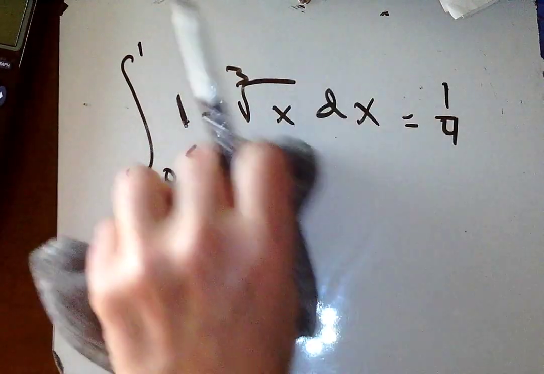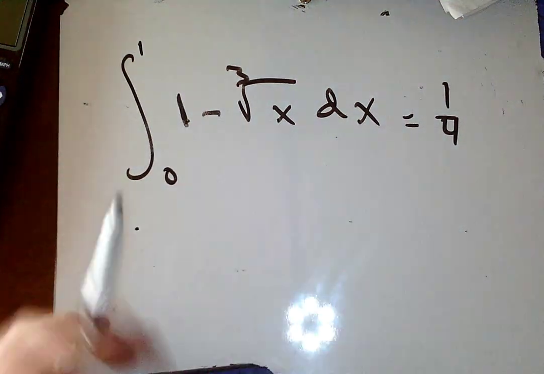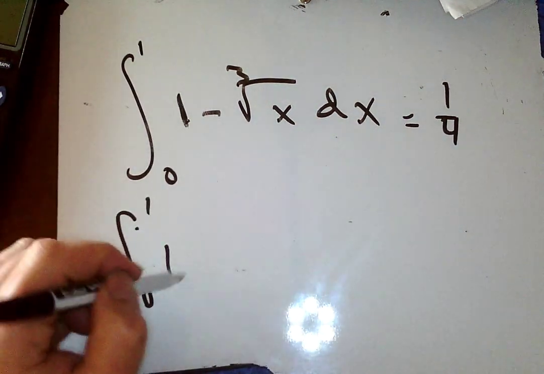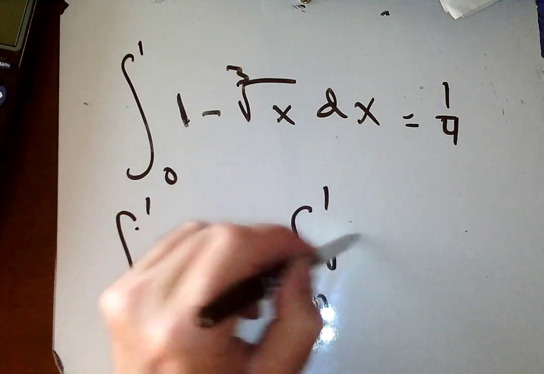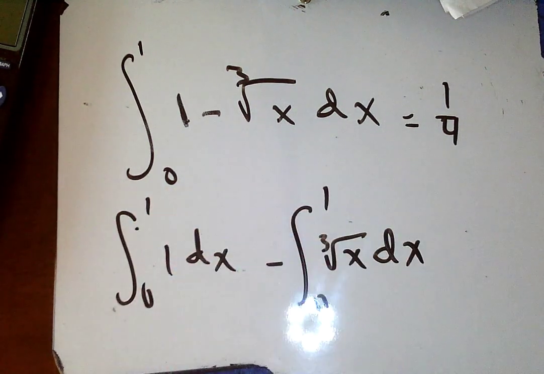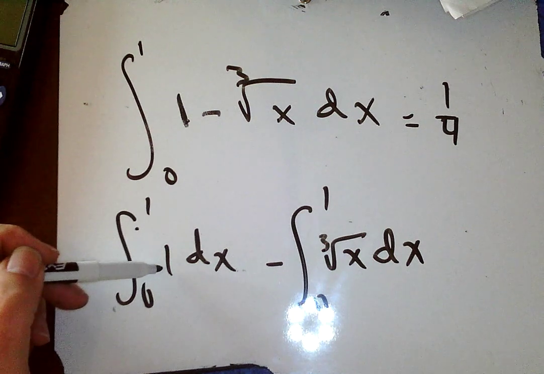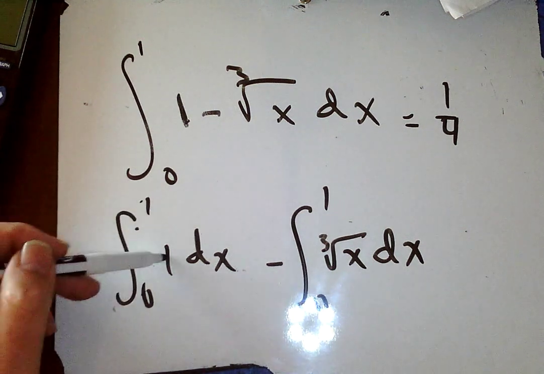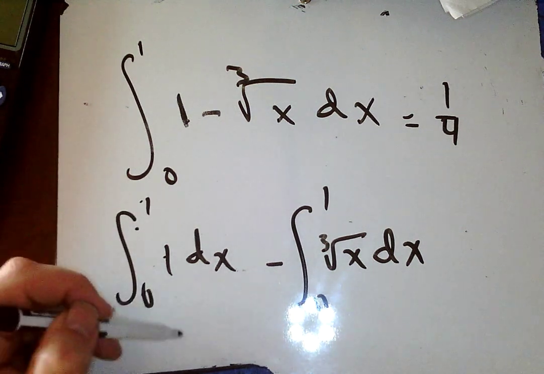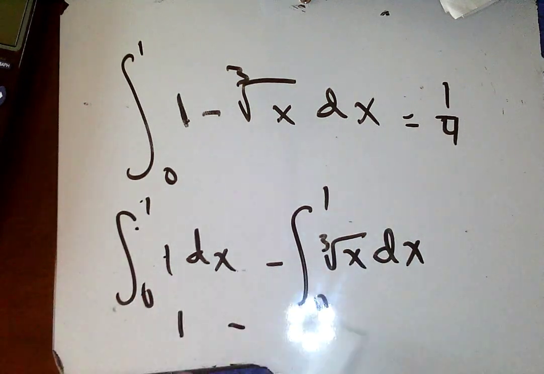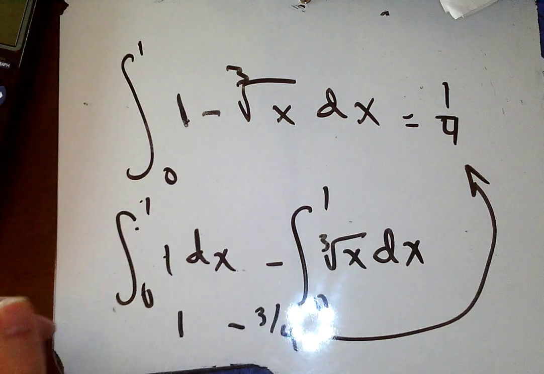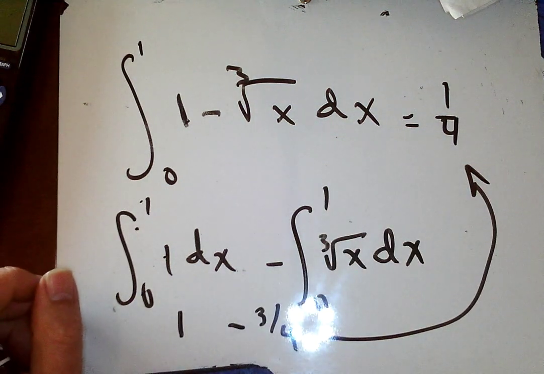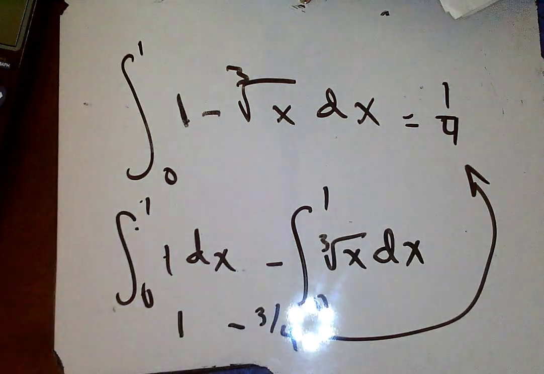Why don't we take a look at doing this with our calculus properties? 0 to 1 of 1 dx minus the integral from 0 to 1 of cube root of x dx. Well, the integral of a constant is b minus a times c. So we've got 1, and here we know this, because it was given to us, is 3/4, and again, I get 1/4.